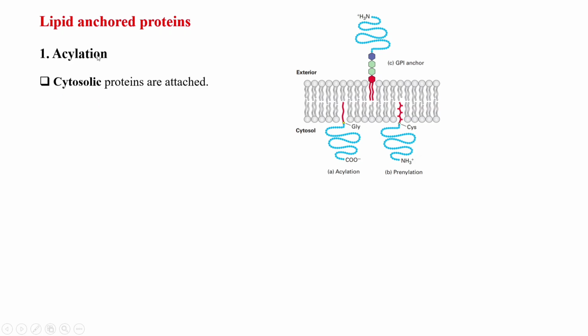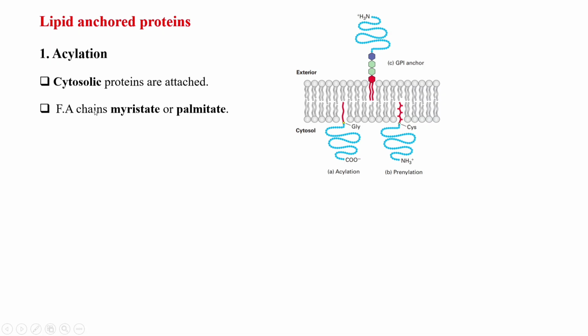In case of acylation, the proteins are cytoplasmic proteins, because the plasma membrane has two surfaces. One is exoplasmic, the exterior of the membrane, and the other is cytosolic, present in the cytosol. So as you can see, there are two lipid bilayer leaflets, and proteins can be present on the outside of the membrane or on the inside, the cytosolic side. In acylation, cytosolic proteins are attached with the help of fatty acids.